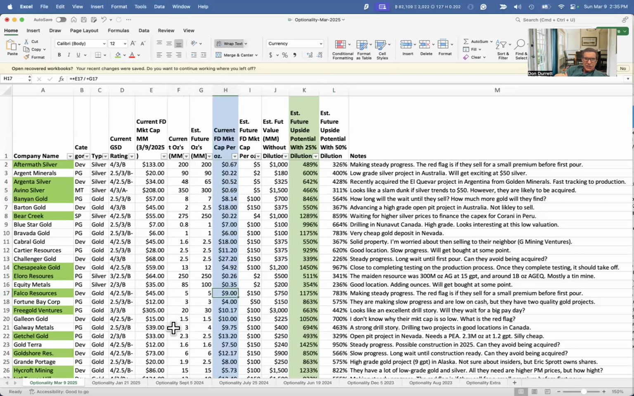Falco is kind of a slow progress project. But you're paying $9 in the ground for 5 million ounces. It's in a good location. It will get built, but it's going to take some time. It's another long-termer.